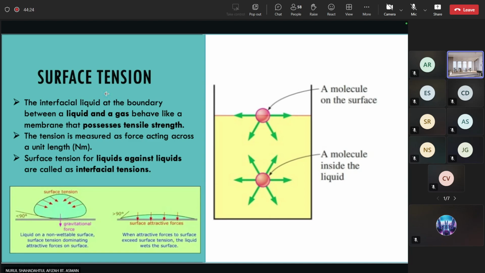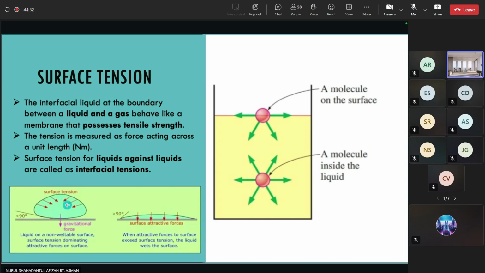So for the surface tension, ini the interfacial liquid at the boundary between a liquid and gas, we have like a membrane that possesses tensile strength. So the tension is measured as force acting across a unit length. So the surface tension for liquids, again, liquids are called as interfacial tension. So as you can see, this is the figures.